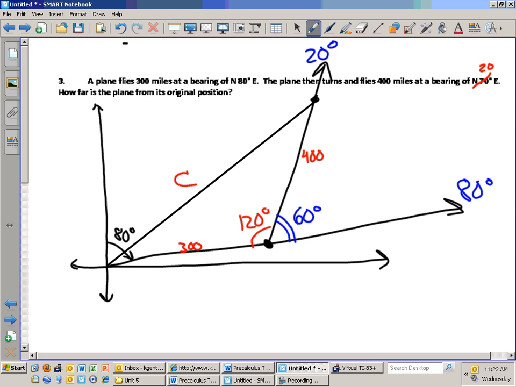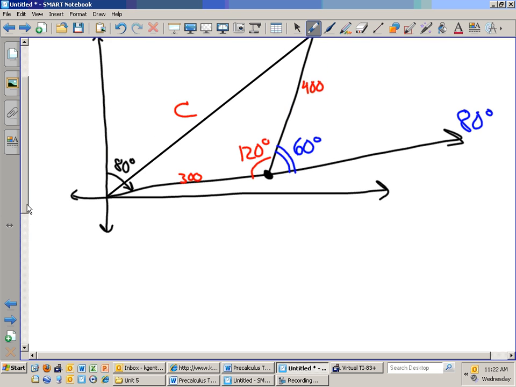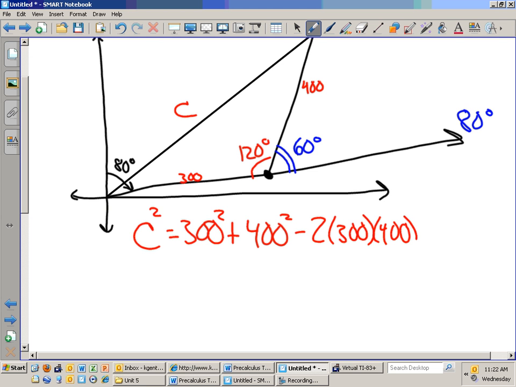80 minus 20. I was flying at 80. I turned back to fly at 20. That was a turn of 60 degrees. So, yes, very good, Michael. We now use the law of cosines again, which says C squared is equal to 300 squared plus 400 squared minus 2 times 300 times 400 times the cosine of 120. Piece of cake.